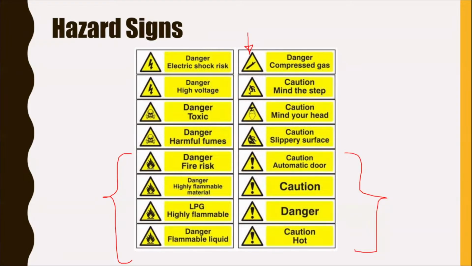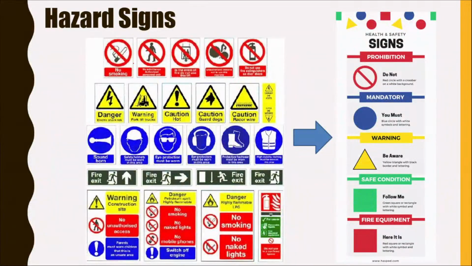There can be an automatic door: caution, danger. Likewise, there can be mild dangers, and in this situation you may have seen this hazard sign. You can see their colors. Red color is relevant to prohibition. Prohibition means it's asking not to do something. Please don't do this. That's the meaning of prohibition, and it is given in red color.